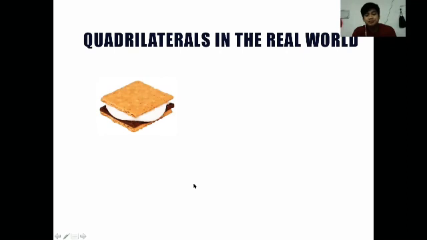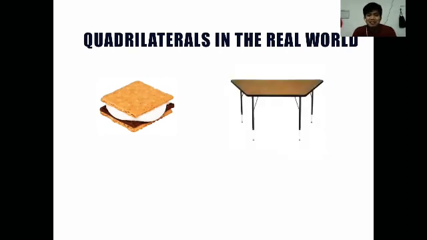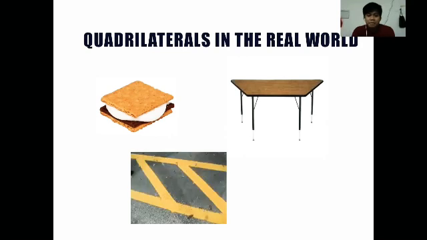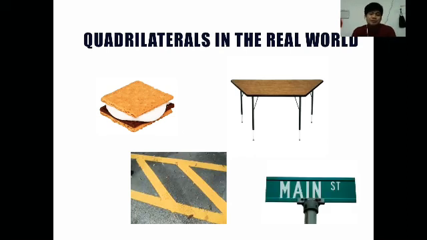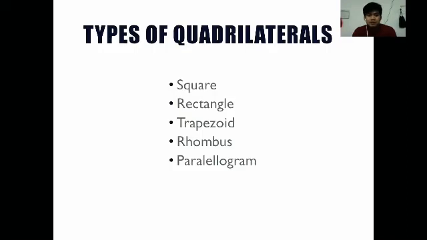Sandwich. Yung shape ng pagkain na yan, it's also quadrilateral. Table. Yung mga tables na four-sided, those are examples ng quadrilateral. So kung napapansin nyo to sa kalsada, those are also example of quadrilateral. Yung shape ng karatula mismo, since it's four-sided, it's a type of quadrilateral. So these are types of quadrilaterals.